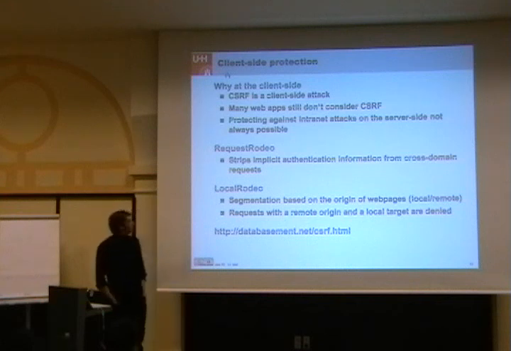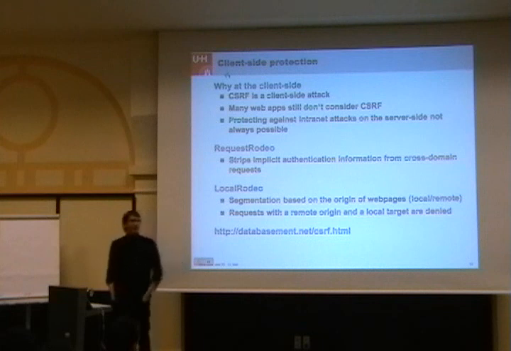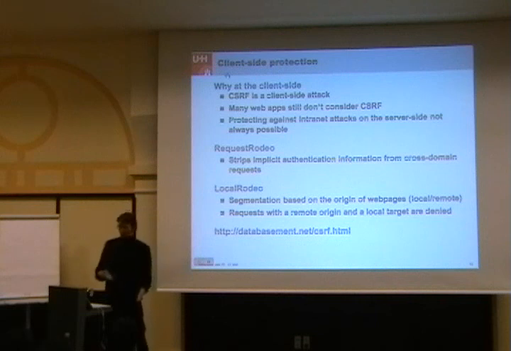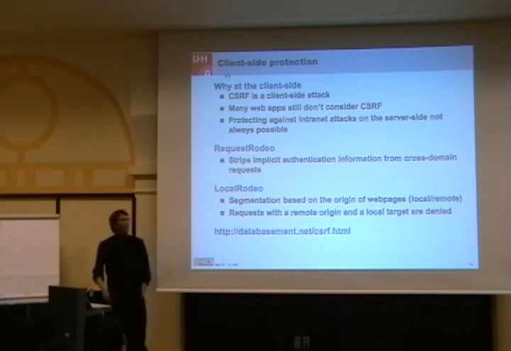And the other one, this is Request Rodeo. The other one we built was Local Rodeo. This protects the intranet against the reconnaissance attacks. We do the segmentation between local and remote IPs, and if a web page that came from a remote IP tries to access a local IP, the request is dropped. So it's not that hard to fix the situation, but right now we still have the problem.